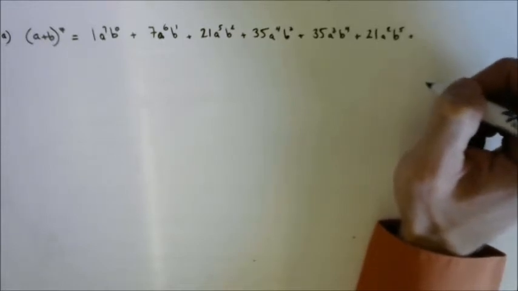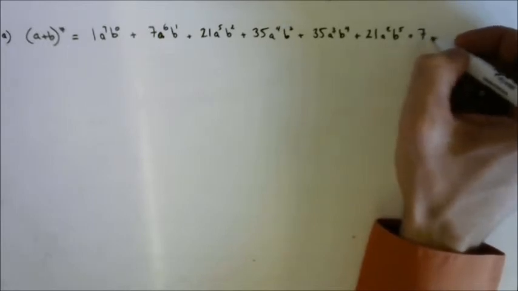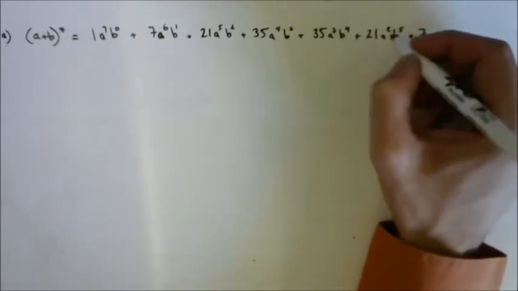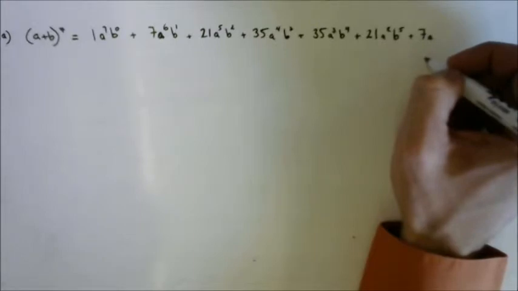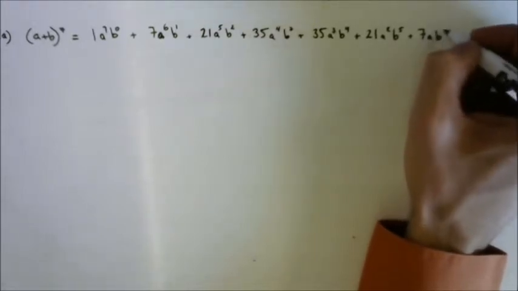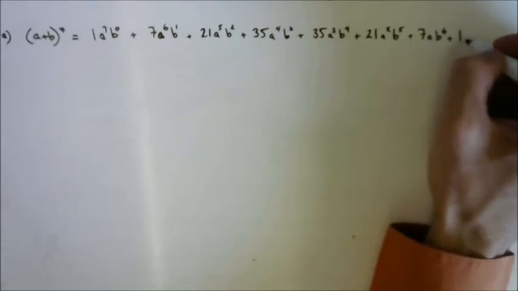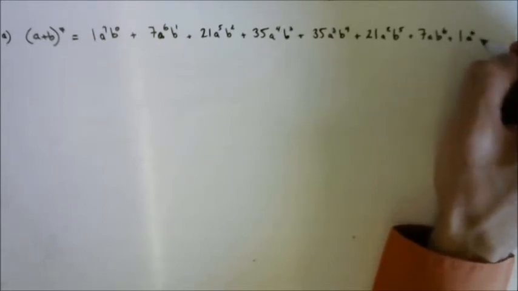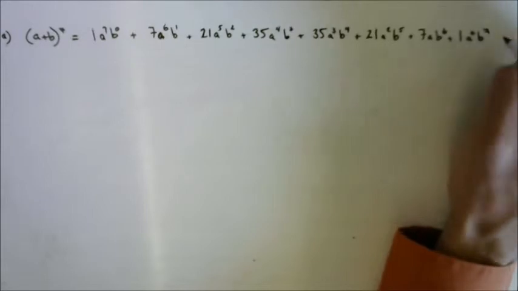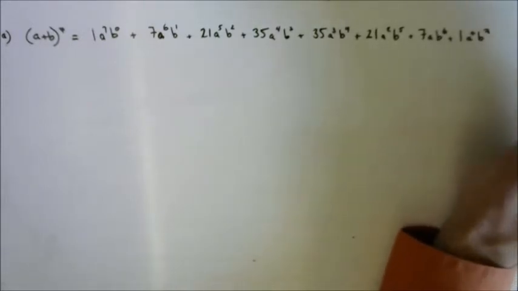Try not to copy, try to do it yourself. So right. 7. The next coefficient is 7, a to the power of 0 plus a to the power of 1, and 6, and b to the power of 6. And the last term, coefficient of 1, no a's, so a to the power of 0, I am still going to write it, and b to the power of 7. Okie dokie.